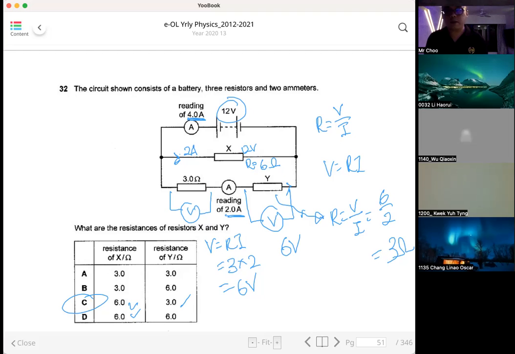Oscar, Pei Kwan, understand? Okay, both Oscar and Pei Kwan, do you understand now? Yiting and Hao Rui, do you understand now?